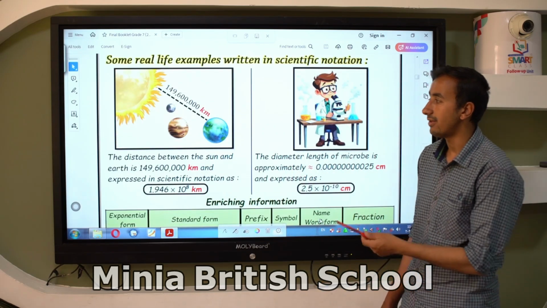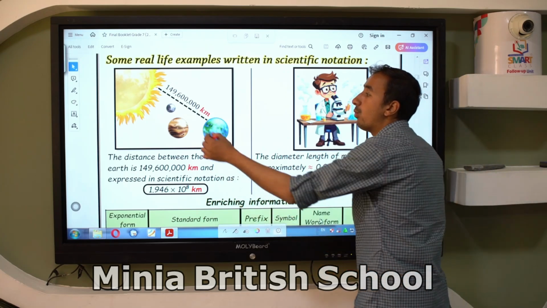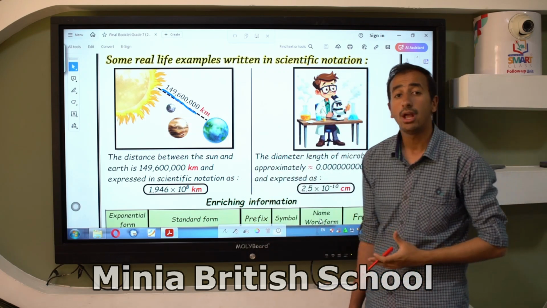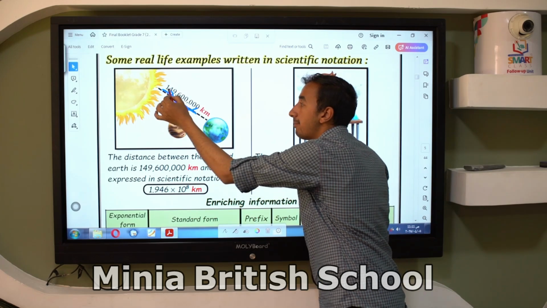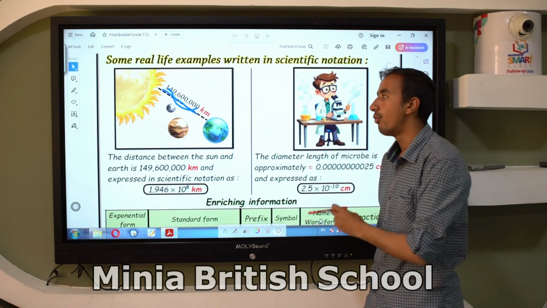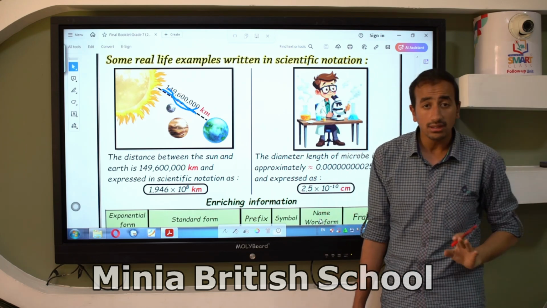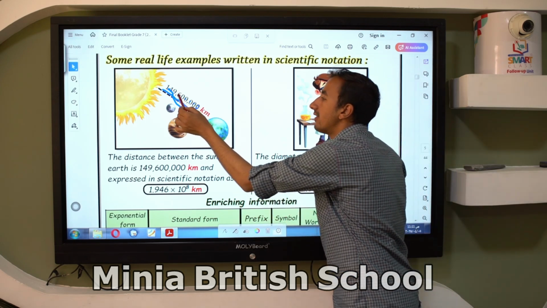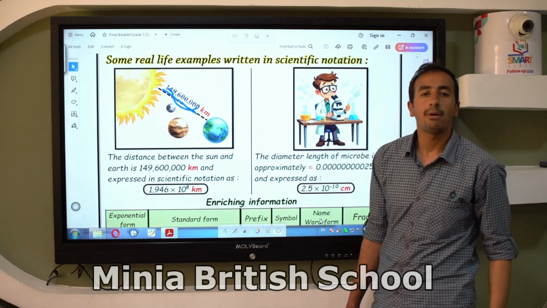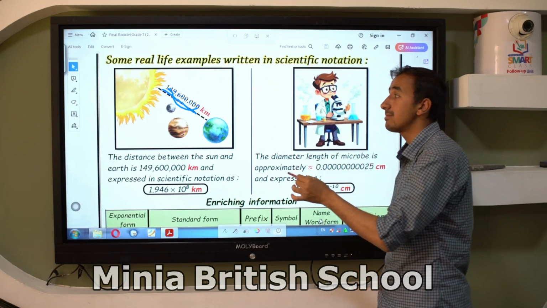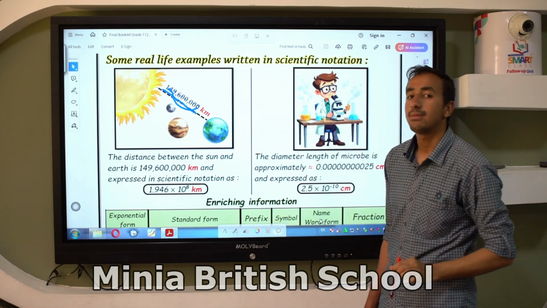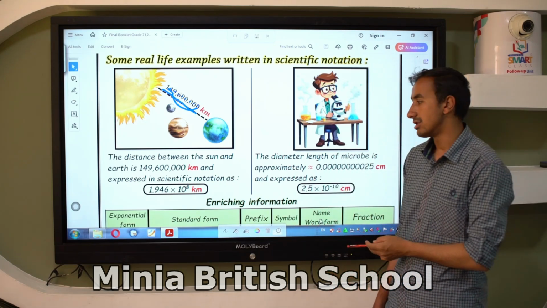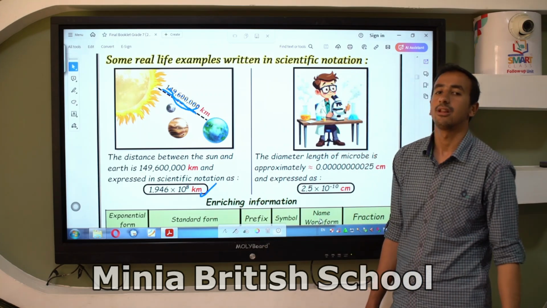For example, we have the distance between the Earth and the sun, 149,600,000 kilometers. I can write this number by putting the point after 1, giving 1.496, a number between 1 and 10. So 1.496 times 10 to the power of 8, counting 1, 2, 3, 4, 5, 6, 7, 8 places. The power is positive 8, because when you move the decimal point from right to left, the power is positive. So we have 1.496 times 10 to the power 8 kilometers. It is the standard form.